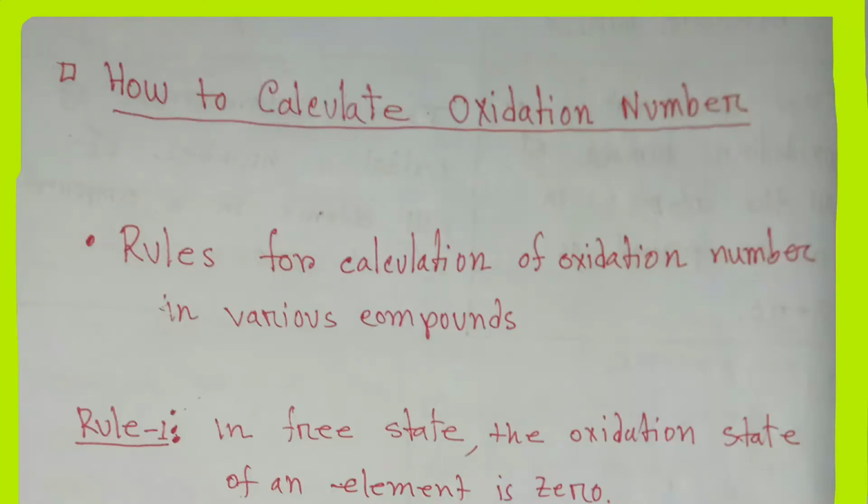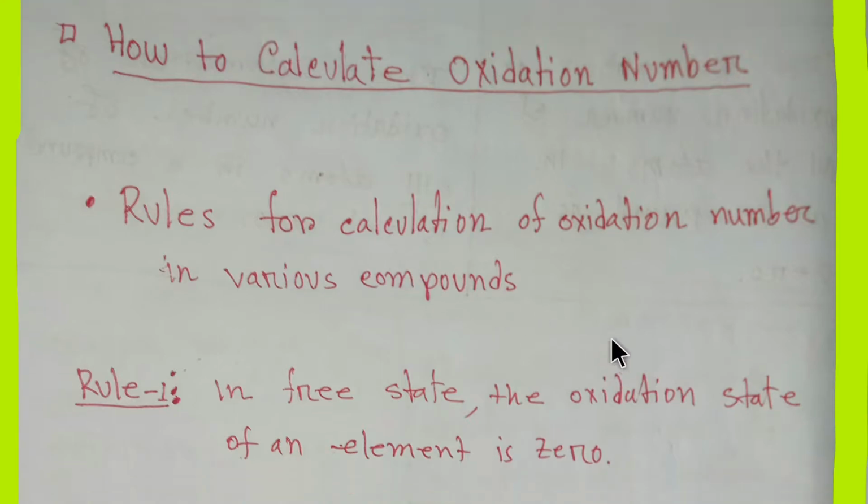Good morning, everybody. Today we are going to learn how to calculate oxidation number. You know that oxidation means the loss of electron and reduction means the gain of electron. To calculate oxidation number, we have to know some rules, right? In this video, I will discuss all the rules related to calculating oxidation number. So be happy that you are going to learn that.